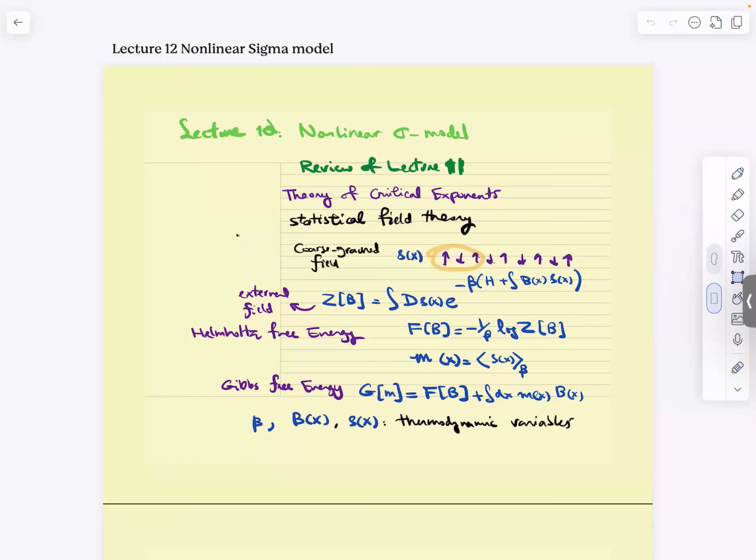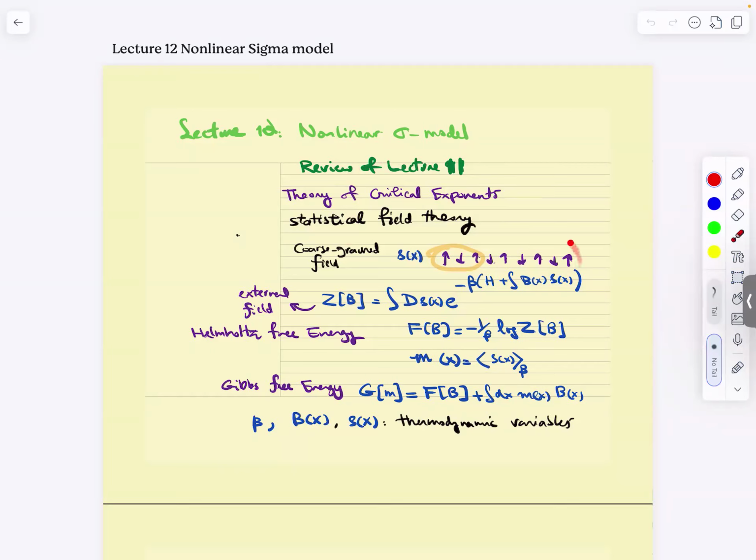So we're going to continue our discussion today by talking about the nonlinear sigma model. I'll briefly review the previous lecture. Last time we talked about critical exponents and statistical field theory.